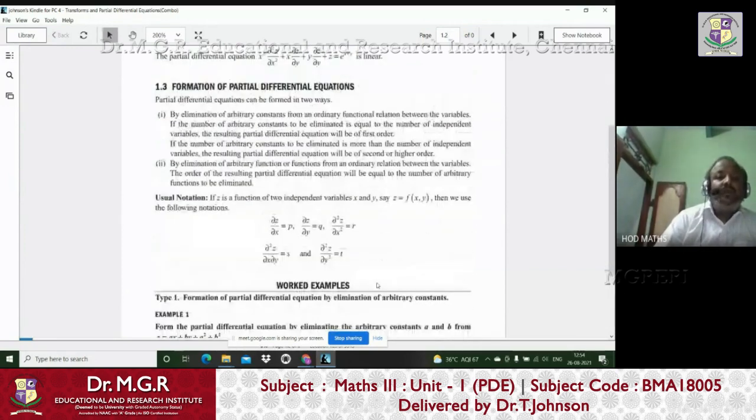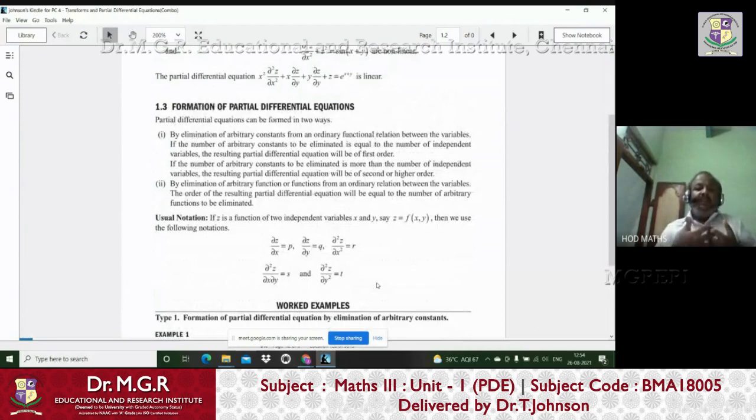Okay. So now we move on to the formation of partial differential equations. Today another 5 to 10 minutes is there, so I will just explain these two things. This is the algorithm to form the PDE, how to form a PDE. So try to understand these two lines clearly. If you understand these two things, you can easily solve any problem in the first unit.